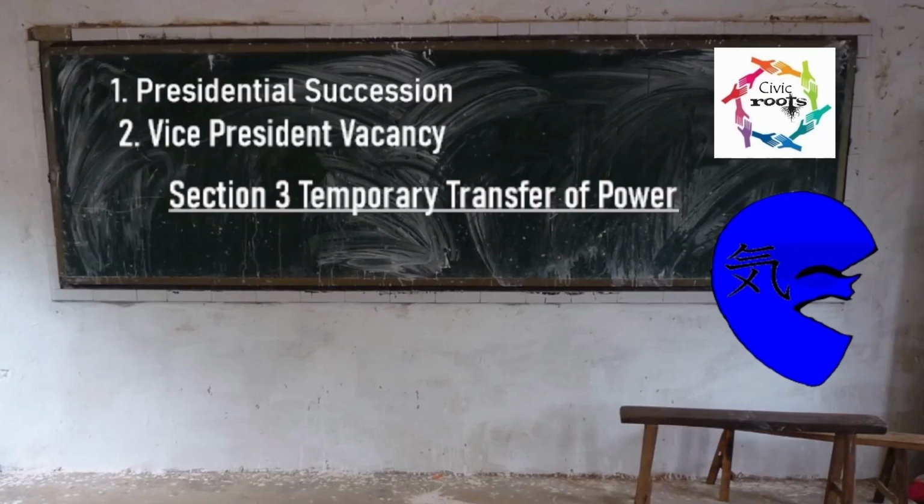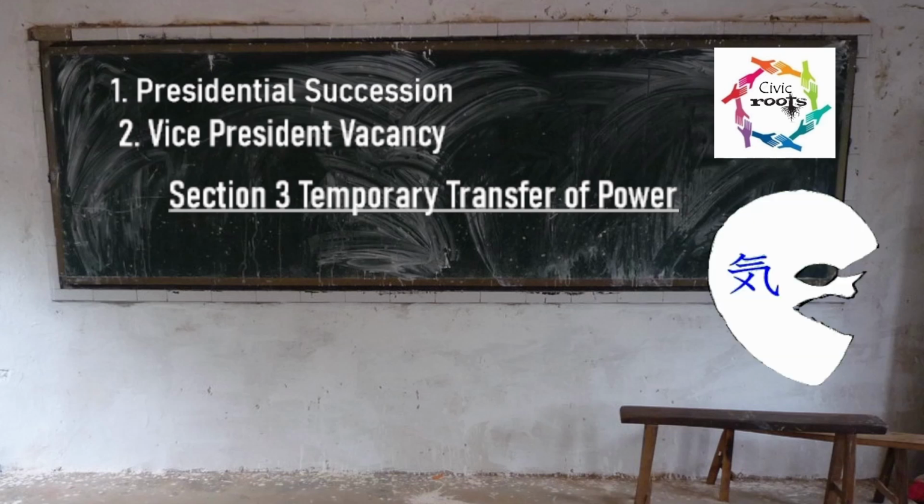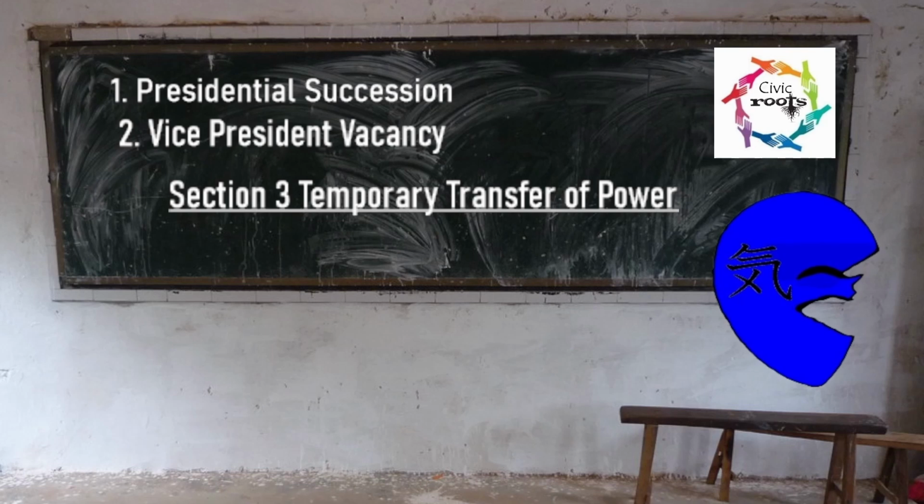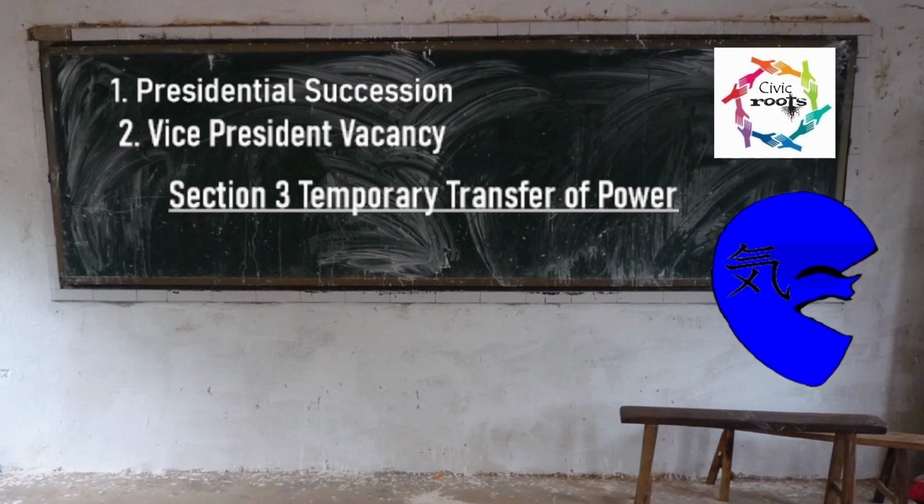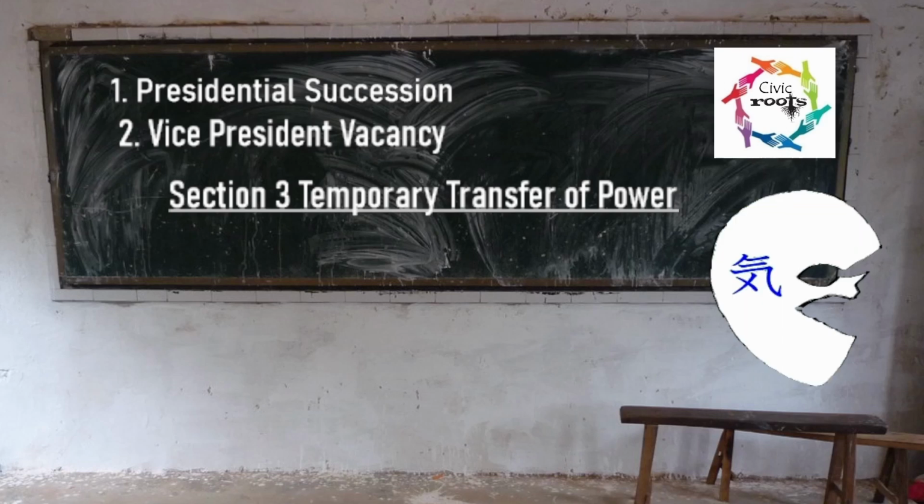Section 3 of the 25th Amendment, temporary transfer of power. This is when the president can voluntarily transfer power to the vice president by sending a written declaration to the Speaker of the House and the Senate President pro tempore. So now the vice president becomes acting president until the president sends another declaration stating that they are ready to resume office. This has been invoked a few times when presidents underwent medical procedures.